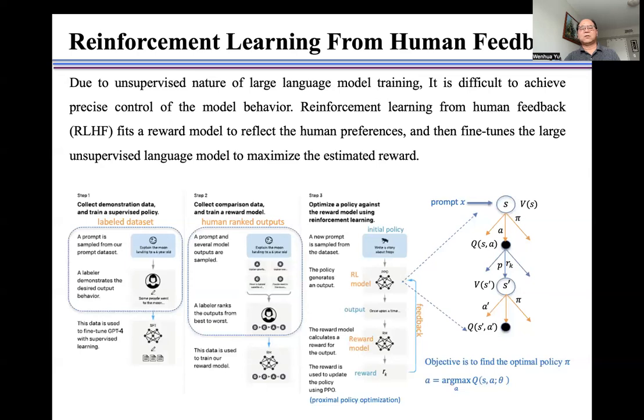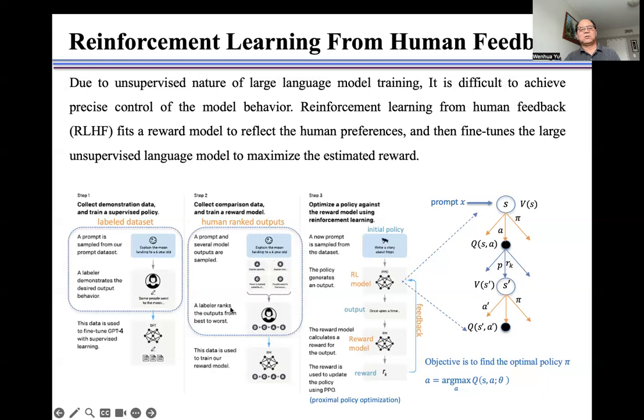Reinforcement learning from human feedback fits a reward model to reflect human preferences, and then fine-tunes the large unsupervised language model to maximize the estimated reward. In the first step, we use a labeled dataset to pre-tune the GPT-4 model with supervised learning. And then give an input to the model.